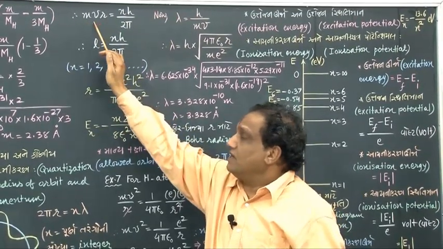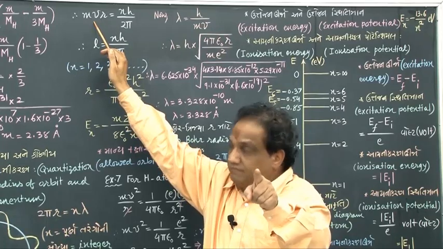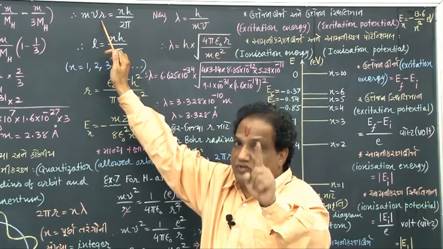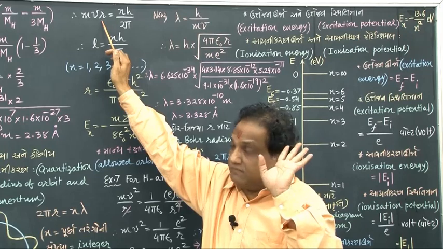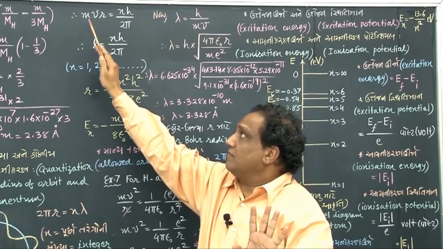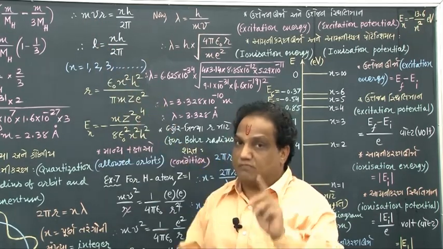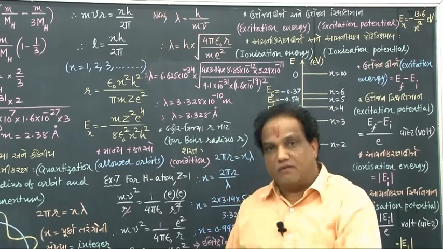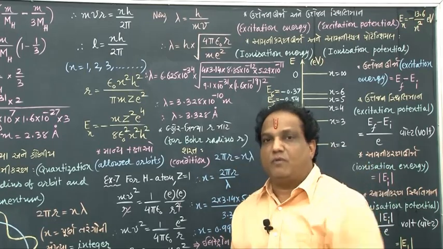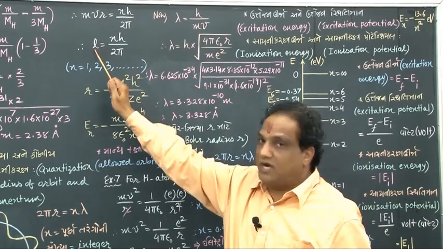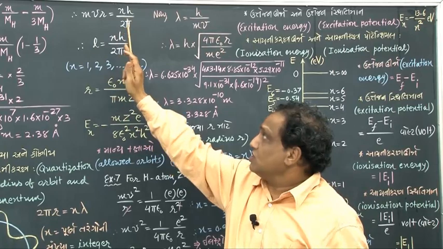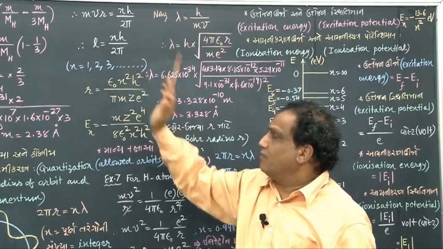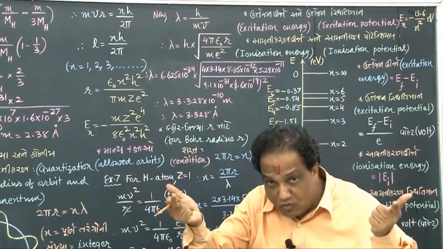What is this m into v? Mass into velocity is linear momentum. This r is perpendicular distance of electron from the axis of rotation, and then momentum into perpendicular distance will give you moment of linear momentum, and moment of linear momentum itself is known as angular momentum, shown by symbol L. So L equals nh upon 2 pi.